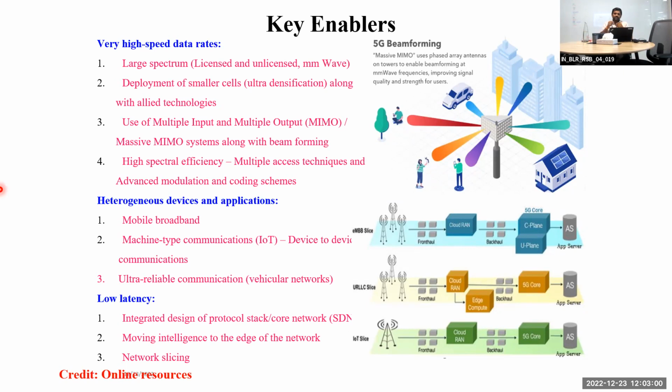That is what we call latency. You are dialing, your number is verified in the core network, and end to end the other person is connected. How much time it takes to establish the connection, that we call latency. Now they are reducing the latency because of various things, for example, moving intelligence to the edge of the network, which means closer to your mobile.